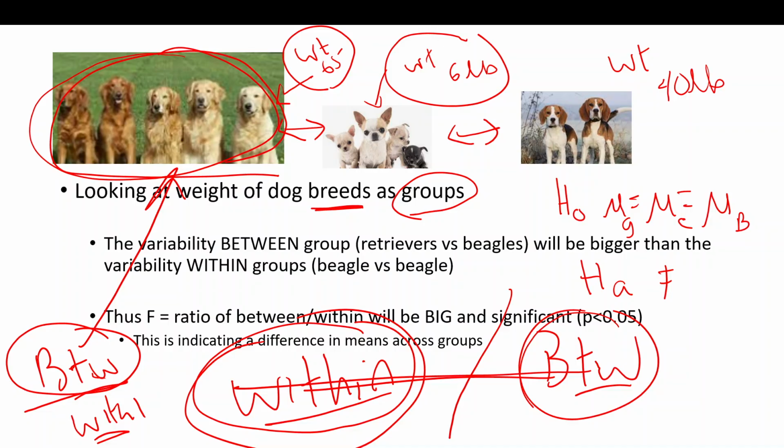It's looking for that big and significant F ratio where the between variability is much bigger than the within group variability. Between means between the different dog groups. Within means within the dog group. If we measured these guys, we'd get a relatively small variance, because Goldens are Goldens and they're kind of inbred a little bit, so they're all sort of the same size. Cool. So that is the general concept of ANOVA.